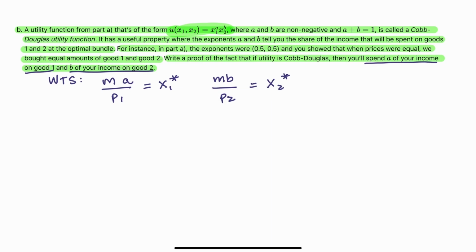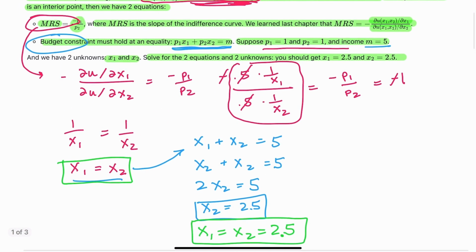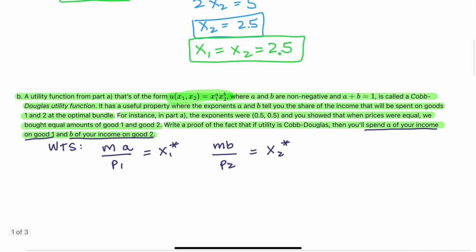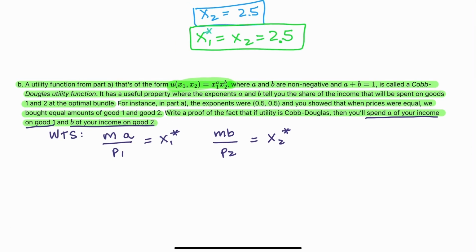All right, so let's get started. You may be kind of confused about where to start with this problem. The hint is it's going to progress exactly like part A was. We're going to have 2 equations and 2 unknowns, and we're going to solve for them, hopefully showing this by the end. So here we got X1 star and X2 star is 2.5. This time we're going to figure out what X1 and X2 star is, but we're going to keep it more in the abstract. We're not going to put numbers down here for M, A, P.